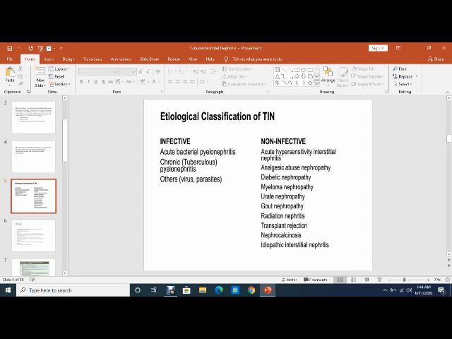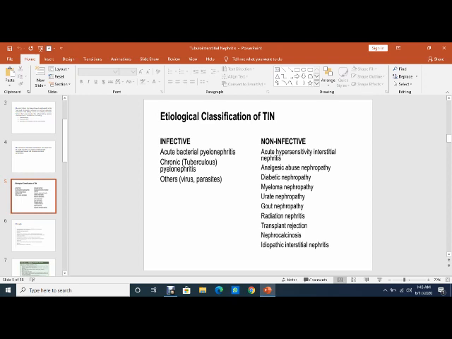Non-infective causes are acute hypersensitive interstitial nephritis and analgesic abuse nephropathy, the patients who are using the long-term non-steroidal anti-inflammatory drugs in certain rheumatic diseases like osteoarthritis, rheumatoid arthritis. So these patients are taking the long-term non-steroidal anti-inflammatory drugs.